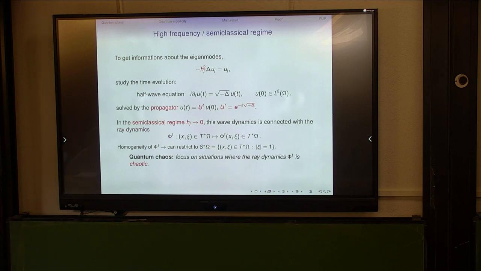So we are interested in high frequency or semi-classical regimes. You can write down this regime this way, where h is a small parameter. I'm not looking at the wave equation, but the half wave equation; we just factorize the wave equation and end up with this half wave equation. It can be solved in terms of the propagator, which is a unitary operator in L2 of the domain. And what we know is that in the high frequency regime, one can connect the quantum evolution, that is the wave evolution, with the ray dynamics, the broken geodesic flow, on the cotangent, or tangent, bundle of the manifold. There's a duality between tangent and cotangent.